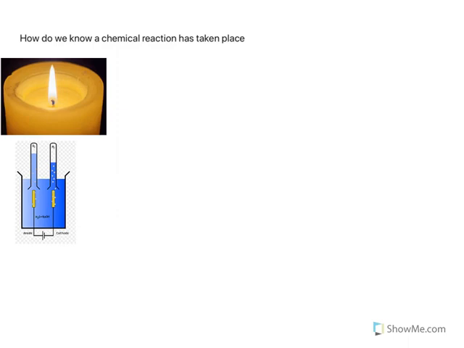Now next we see, how do we know a chemical reaction has taken place? The first thing we know when a chemical reaction has taken place is there is a change in state. Let us take examples of this.